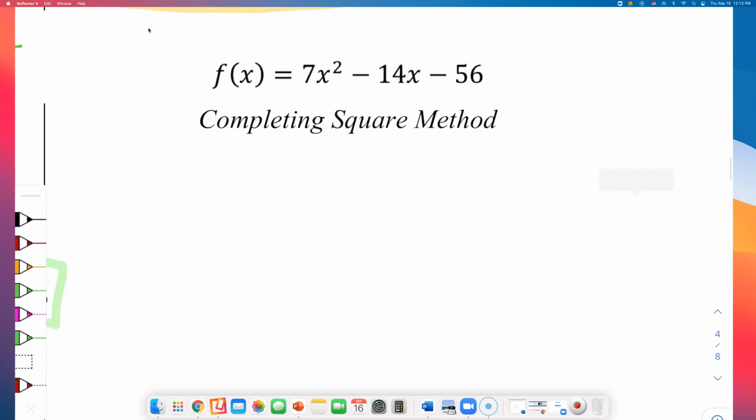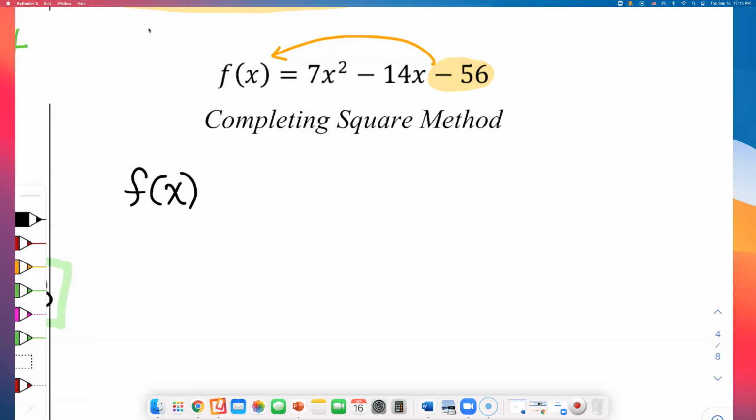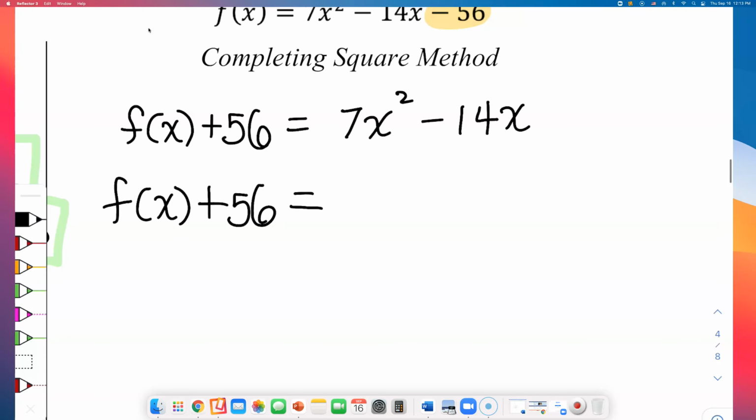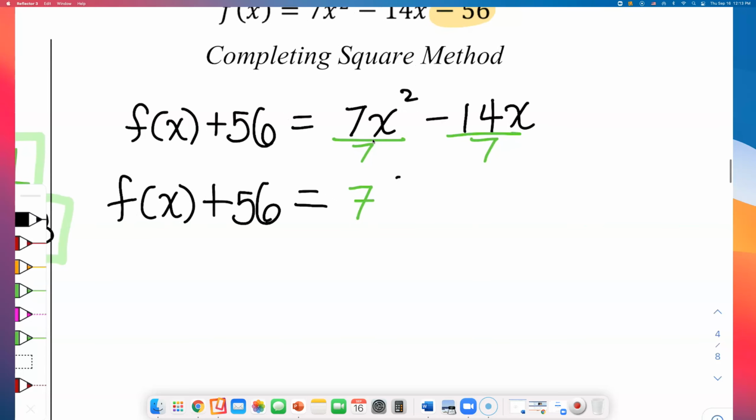Let's move that negative 56 to the right side for now. It's going to come back later as something else. So I will have f of x plus 56 equals 7x squared minus 14x. Left side just waits. But guess what I'm going to do to the right-hand side? I'm going to have to divide by this a, so that 7x squared becomes 1x squared. I'm going to divide both of these by 7. That 7 is outside the parenthesis, but inside the parenthesis now I have x squared minus 2x.